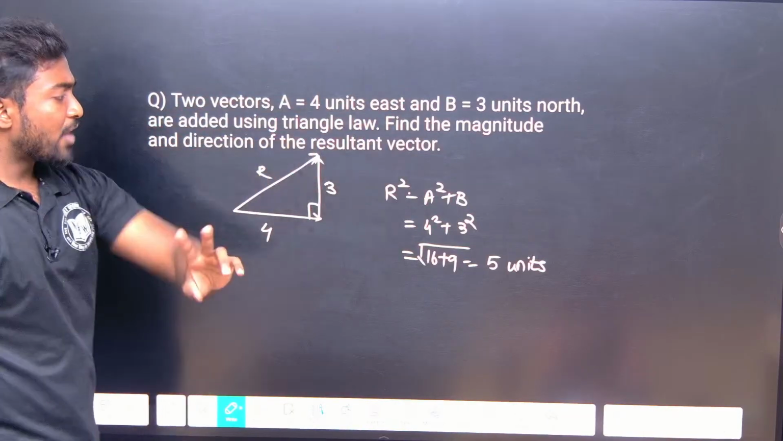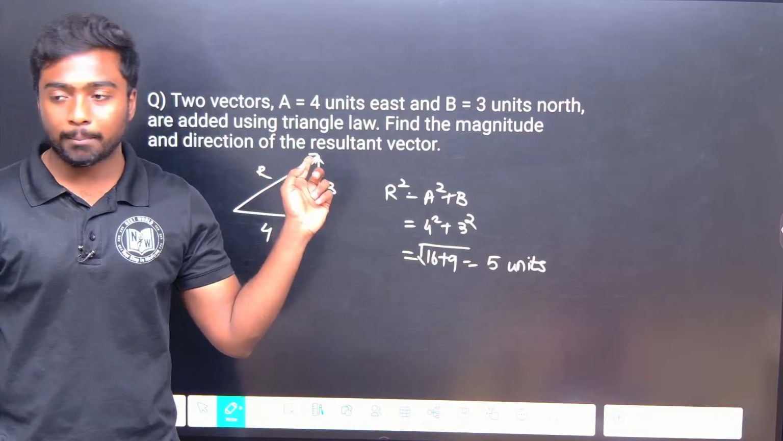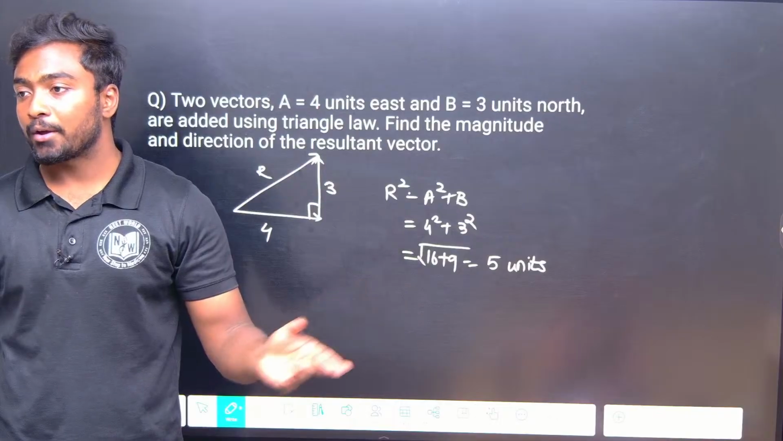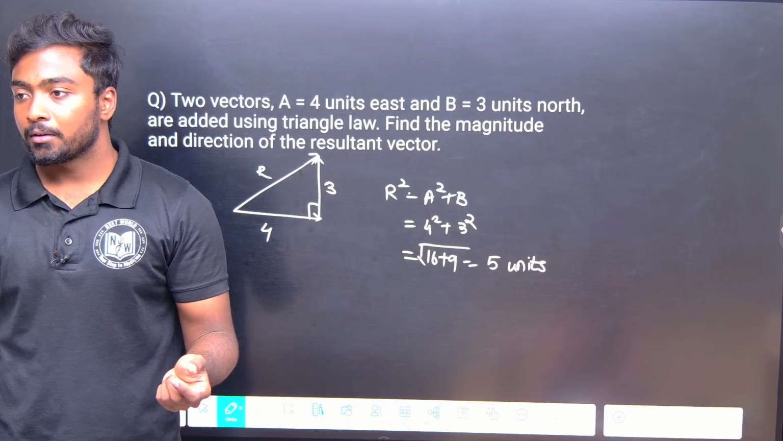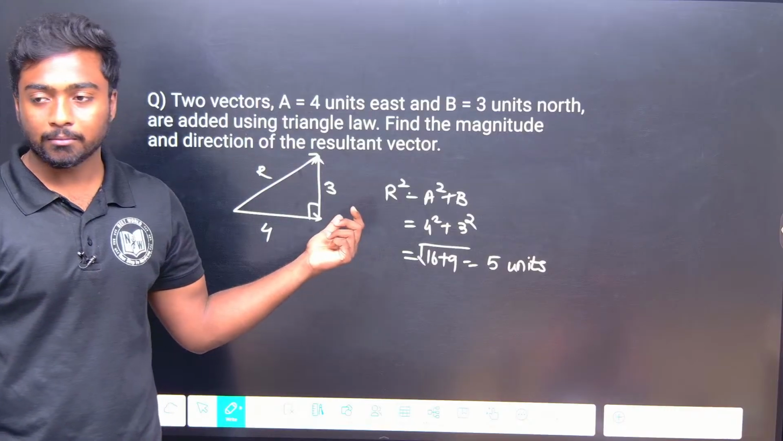Northeast direction. If I take the same thing, if I want to get in parallelogram law, a square plus b square plus 2ab cos theta, cos 90, 0. Am I getting the same answer? Done.